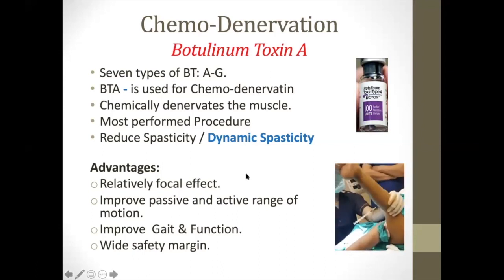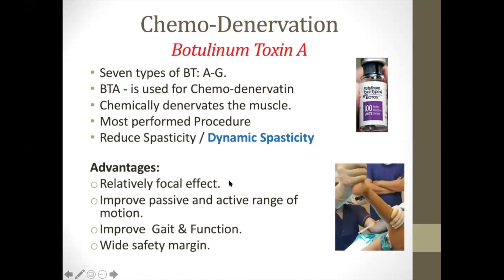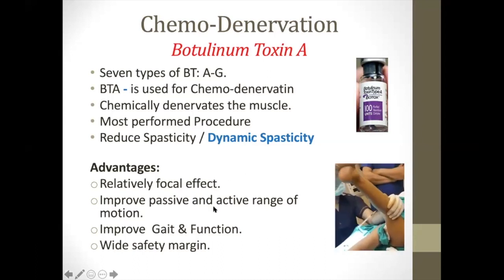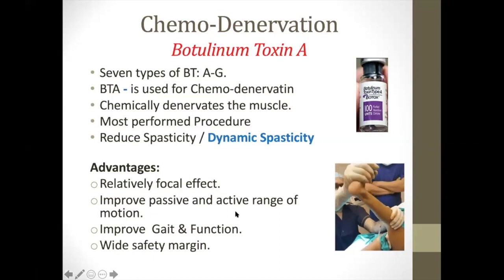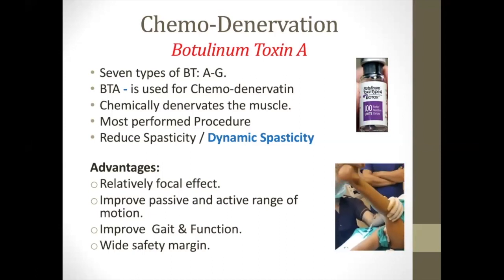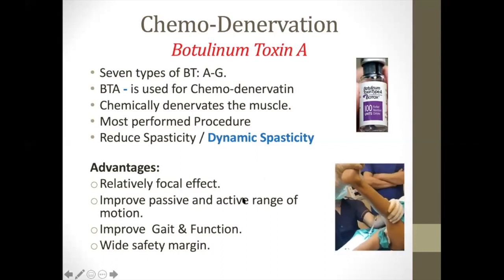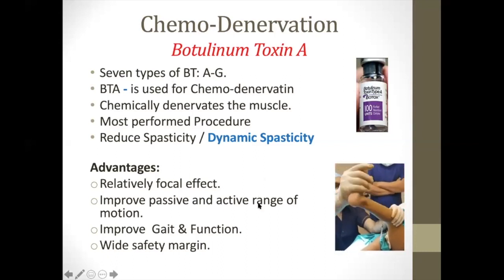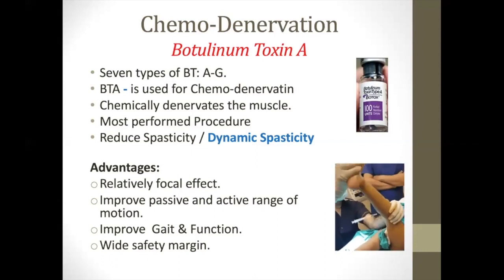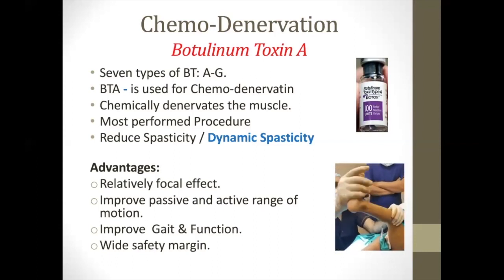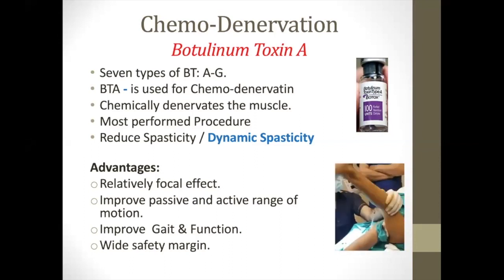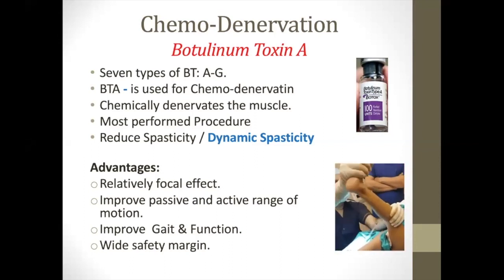The advantage is the selective or focal effect it has. It improves the passive and active range of motion. How do you improve it? This itself will not improve it, but the rehabilitation after injection therapy does. After 1 week, you start strengthening the weak muscles, and the strong muscle you have already weakened, so it will improve the gait and the function, and it has a very wide safety margin.